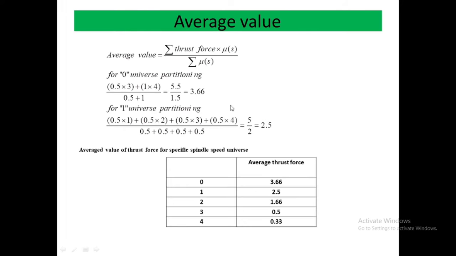Likewise, I conduct the calculations. From this calculation, I get 3.66. Here you see, I get 3.66 and also 2.5. Likewise, I frame the other tables also. Sum of thrust force into mu s. Well, how did 1.566 come?